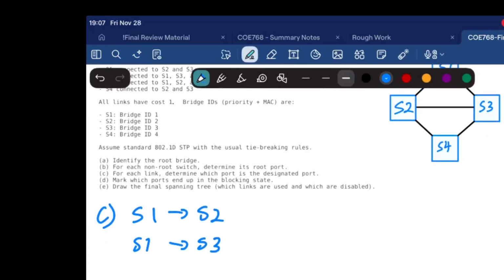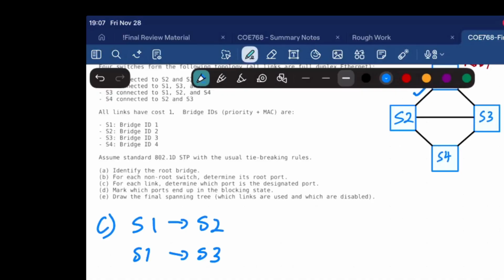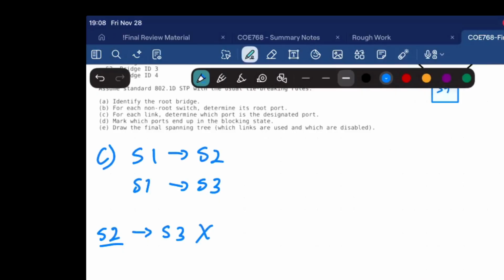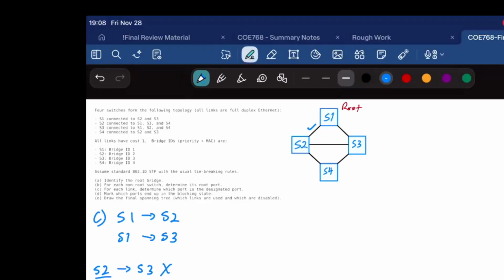Okay, moving on to S2. We know S1 is its root port, but whatever is not its root, we have S3. Since this is neither S2's nor S3's root port, we know this port can be demolished, or terminated, or turned off for the current use case. And then S2 to S4. The same rules will also apply between S3 and S4.